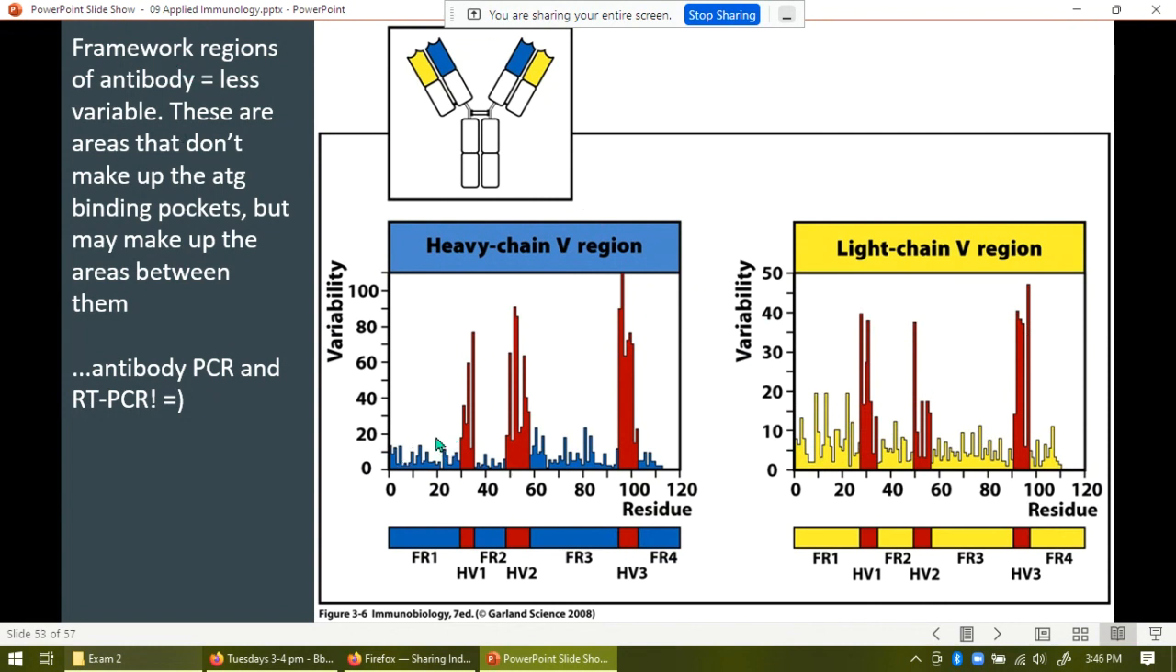So these are called the framework regions of the antibody. These are less variable than the complementarity determining regions, the CDRs. Those are the ones that encode the actual paratope that binds to the epitope, okay? So these areas in red here are the hypervariable regions, also called the complementarity determining regions, or CDRs. Same thing, and you're going to try to flank those by using primers that bind to either end. That way you can amplify the V region.